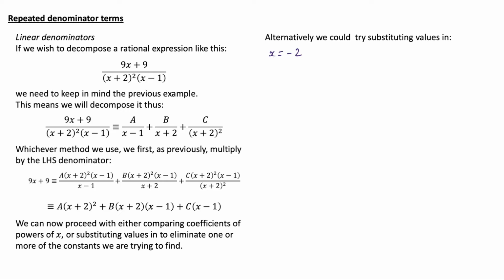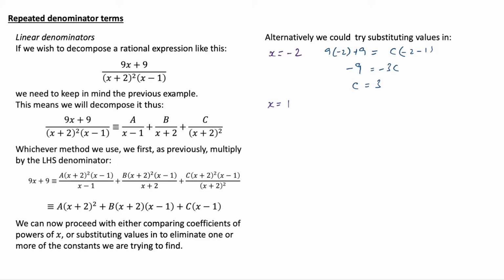If we put x equals minus 2 in, then the first term will disappear because a times x plus 2 squared will be 0, and the second term will disappear as well because b times x plus 2 times x minus 1 will also be 0. So what we'll be left with is 9 times minus 2 plus 9 is equal to c times minus 2 take away 1. And that gives us minus 9 equals minus 3c, and therefore c equals 3.